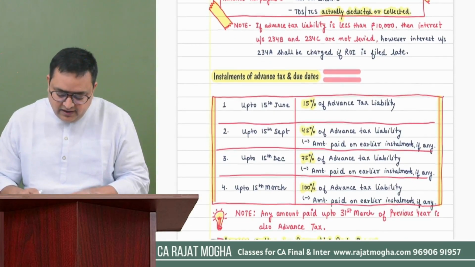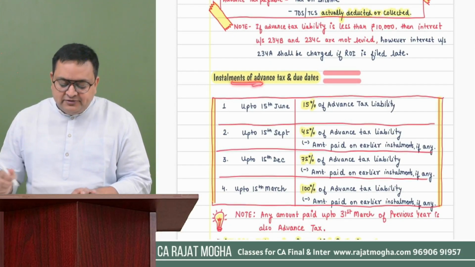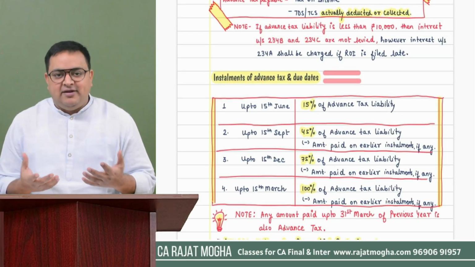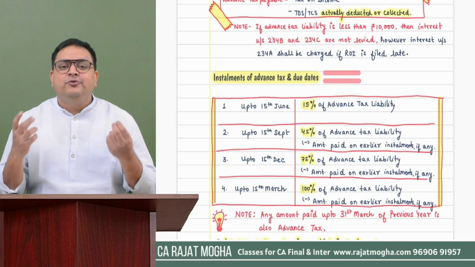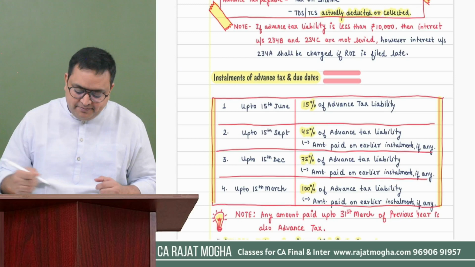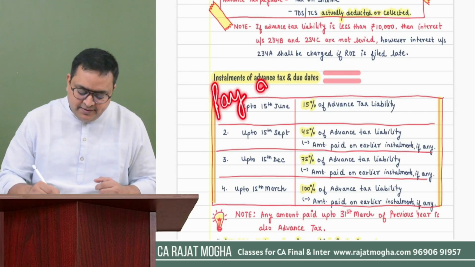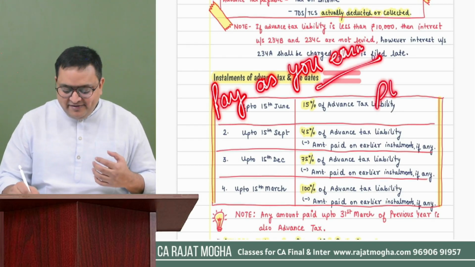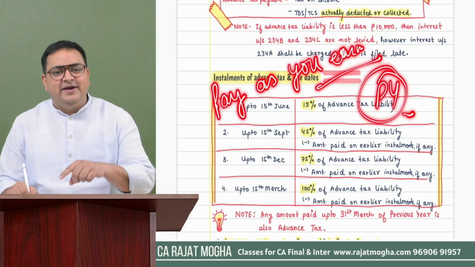Okay. Now understand what are the installments of advance tax. This is something important and you should know this. Advance tax is something which you have to pay during the previous year itself. We also call advance tax the pay as you earn scheme. In the year in which you are earning the income, that is the previous year, you have to pay advance tax, right?